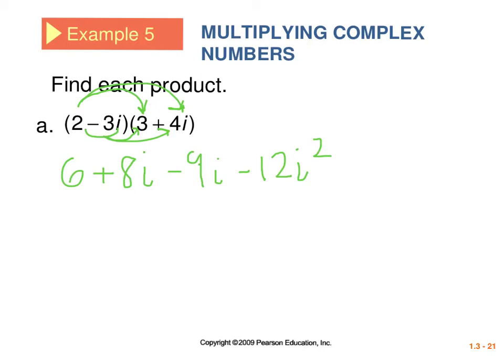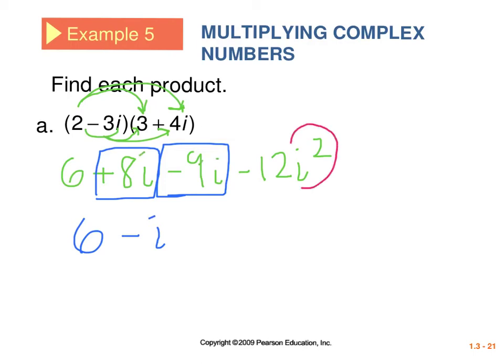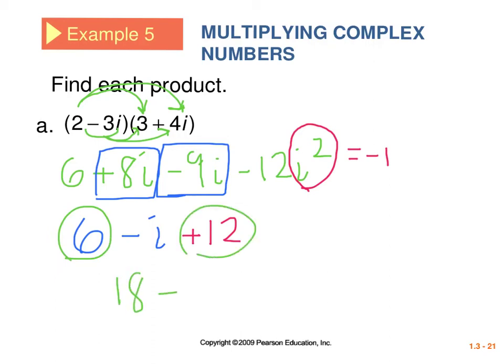Now I combine like terms and simplify where I can. So positive 8i and negative 9i give me negative i. And then this i squared, remember, is equal to negative 1. So negative 12 times negative 1 would be positive 12. Then I can combine the 6 and the 12, and that gives me 18 minus i for my final answer.